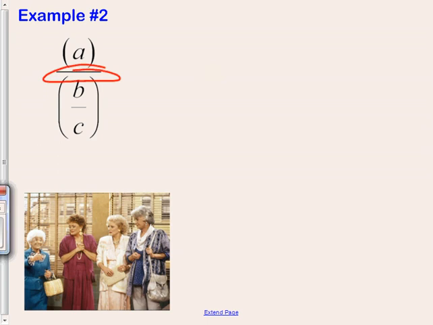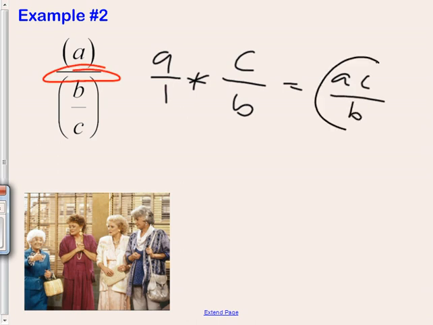Here we go. So we're dividing A over 1 divided by B over C, but instead, to be smarter, times by C over B. Final answer, AC over B. Raise your hand if you had that one right.